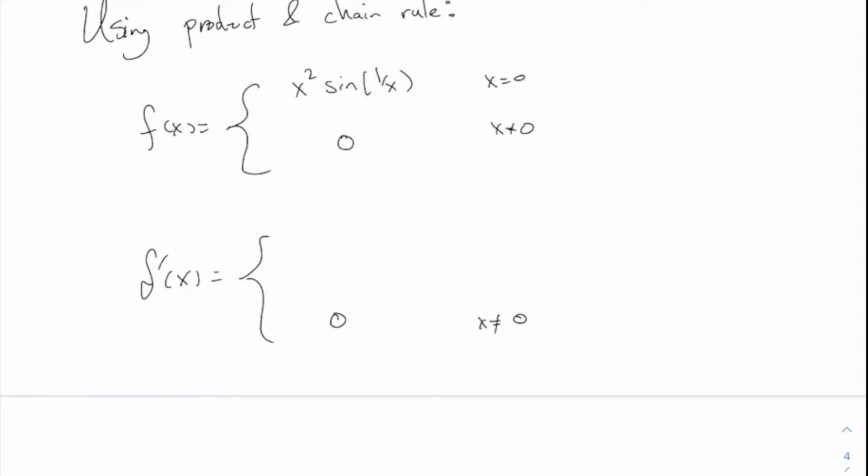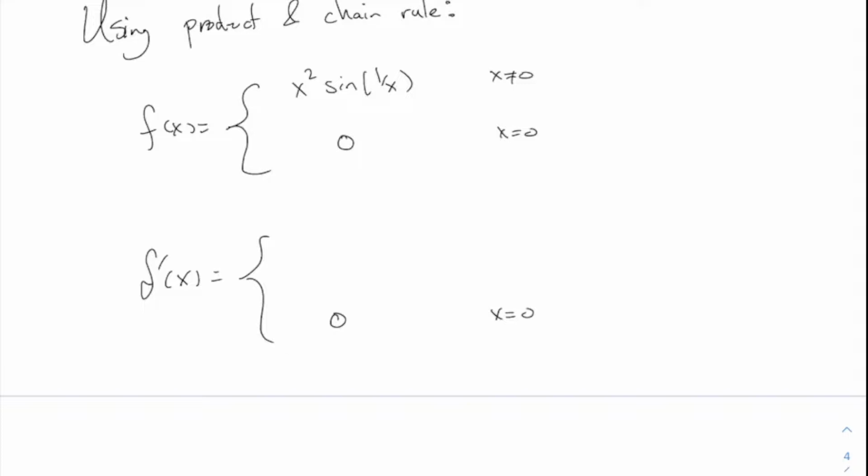Sorry, I wrote these cases backwards. The first case is when x is not 0. The second case is when x equals 0. So here, the bottom case is still 0. The top case, x squared sine of 1 over x. This is where I'm going to use the product rule.